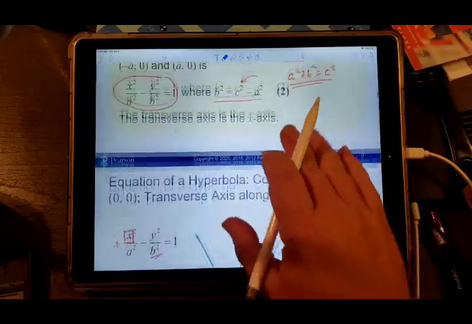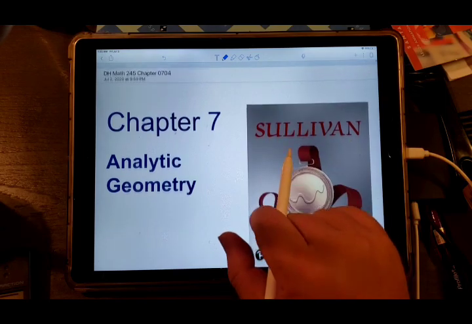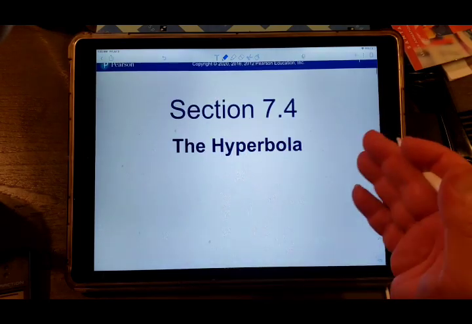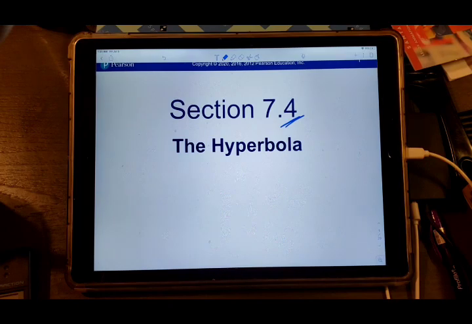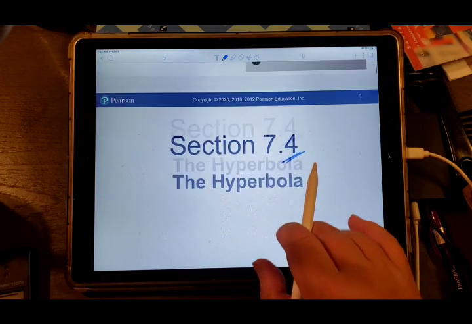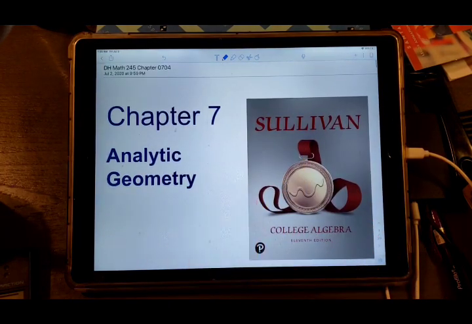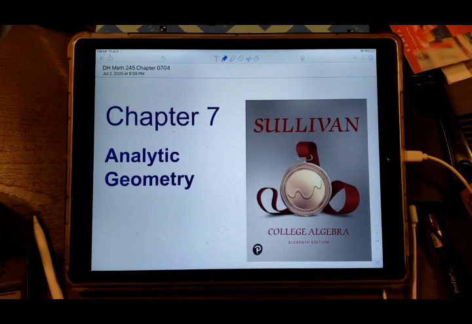I don't think there's a 7.5, just because there aren't that many conic sections. We've covered them all by looking at these sections. All right, so that's the end of chapter 7. If it's not the end of the book's chapter 7, it's the end of it for us.